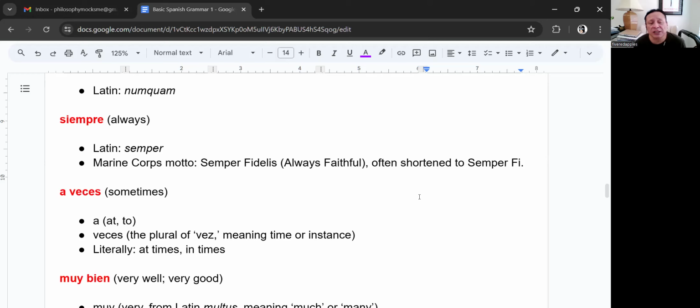There's no real connection. Nunca and never kind of sound the same, kind of look alike. Siempre and always don't look anything alike. But if you know the Marine Corps motto, Semper Fidelis, it means always faithful. Semper is always. Fidelis is faithful, right? That's why we name our dogs Fido, because dogs are faithful, right?